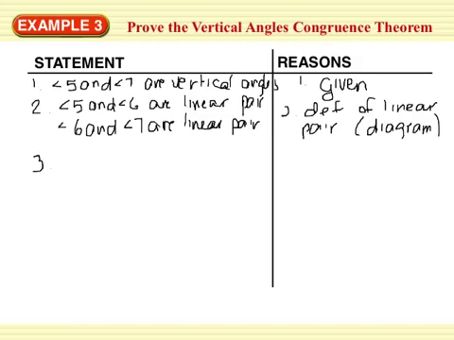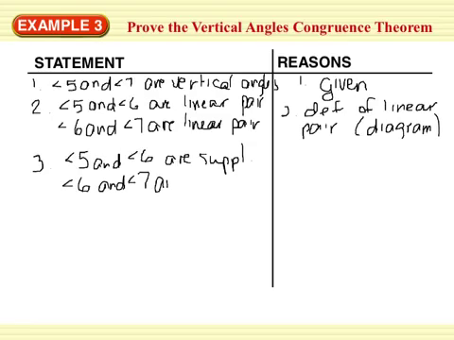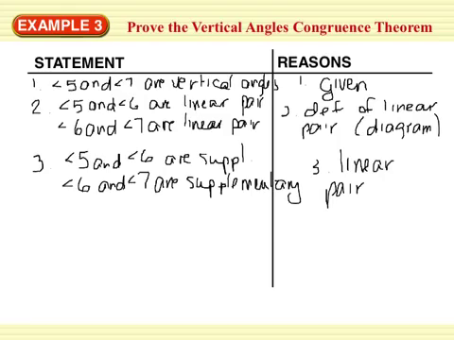Well, we know that linear pairs are supplementary. So we have angle 5 and angle 6 are supplementary, and also angle 6 and angle 7 are supplementary. And we know that because of the linear pair postulate. The linear pair postulate says linear pairs are supplementary. They add to 180.